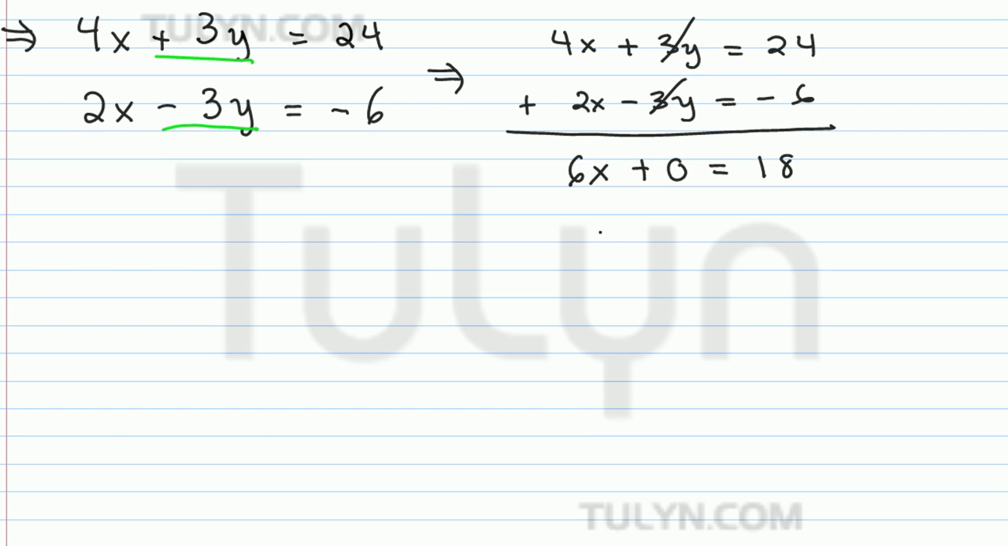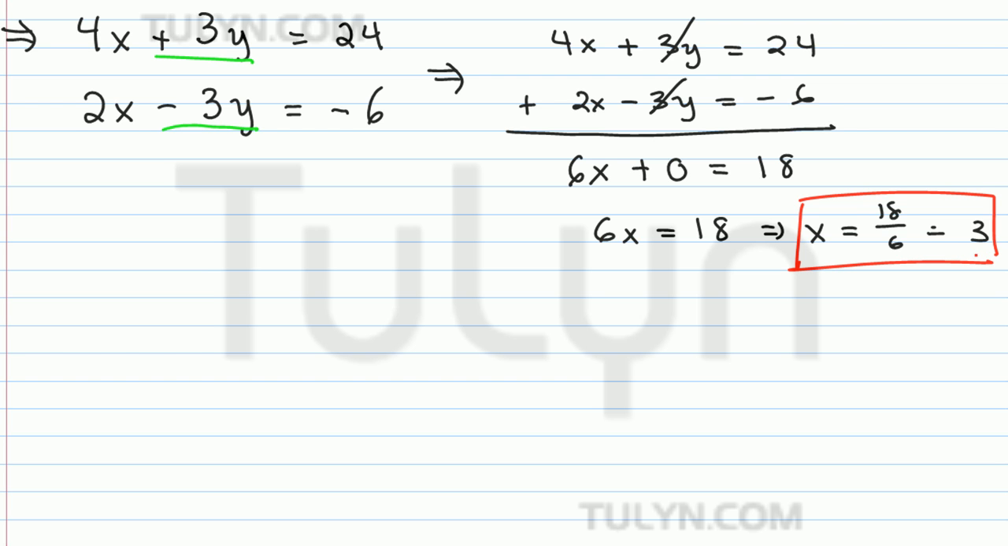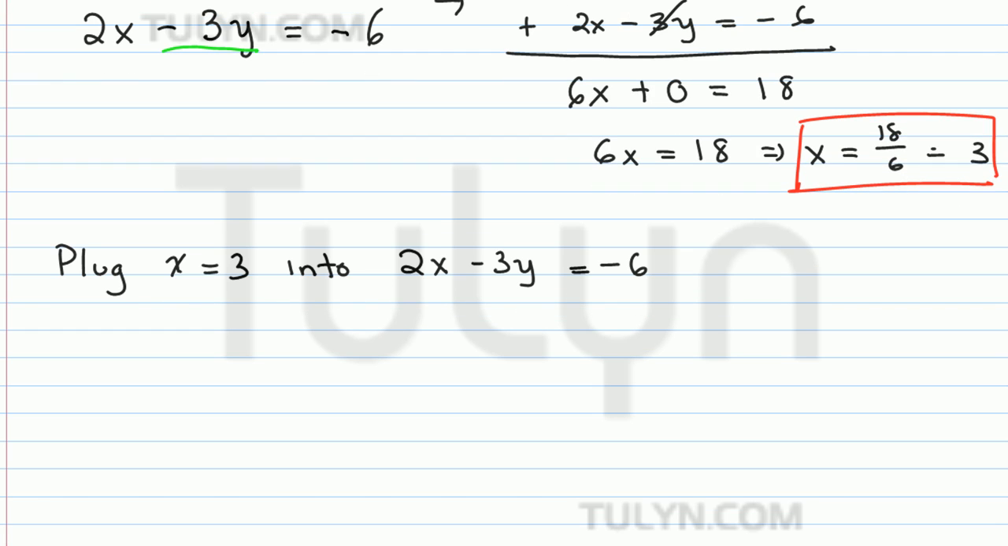So now, simplifying further, we get 6x is equal to 18, or dividing both sides by 6, we get that x is equal to 18 over 6, which is equal to 3. So now we have our x, and now we have to find our y, since the system of equations is in two variables. So now we plug x is equal to 3 into one of the equations. I'm going to choose the second equation. You can plug it into whichever one you want, obviously. It should give you the same value for y if you did things well.